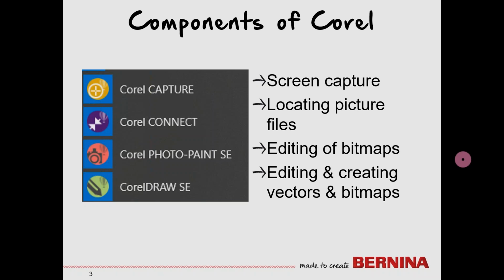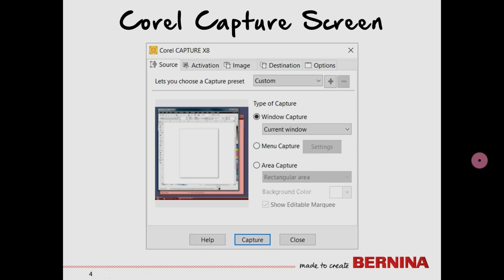So with software 8.1, Corel SE was downloaded, and it included 4 components. You had a shortcut icon placed on your desktop for each of these components. The first one is called Corel Capture. Then you had Corel Connect, you had Corel PHOTO-PAINT, and you had Corel Draw. So let's look at each one of these.